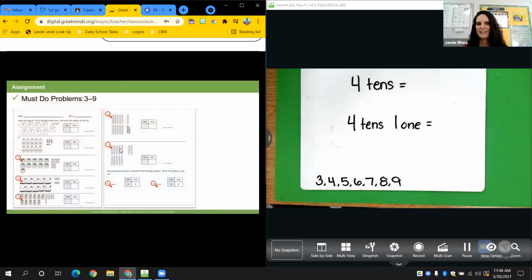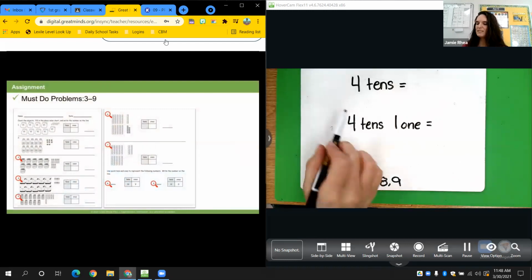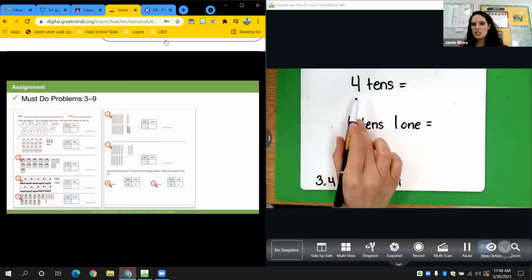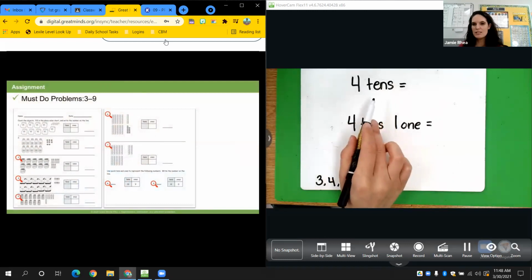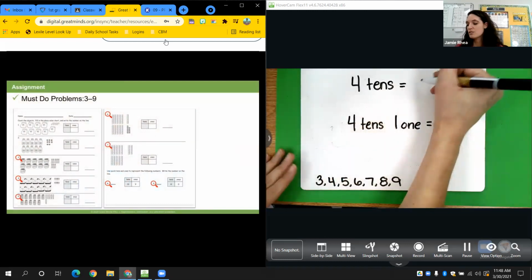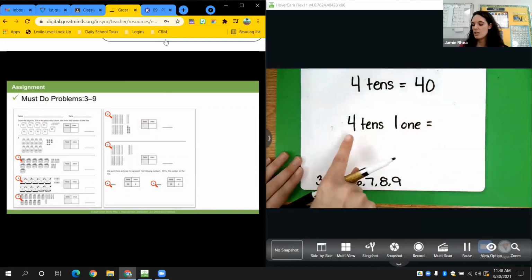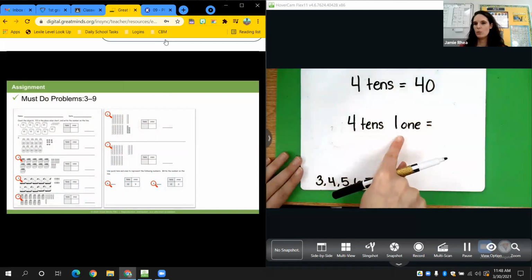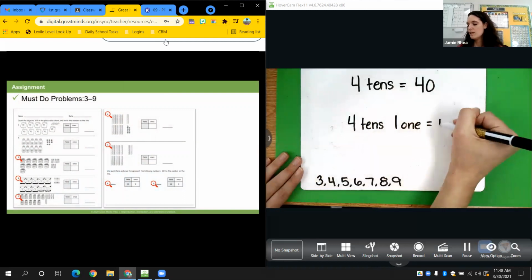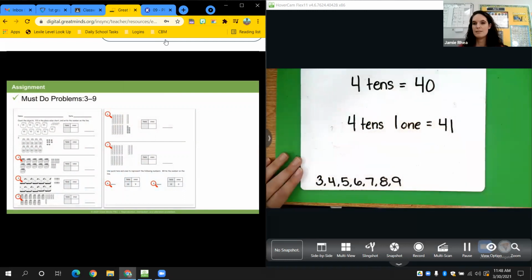All right. Now, let's look at her problem she just gave us. She said she's 4 tens. What's the value of 4 tens? 40. So she's currently 40 years old. So that means on her next birthday, she's going to be 4 tens, 1, which would be 41.